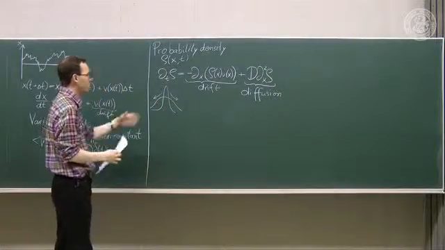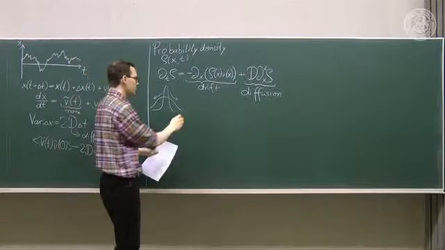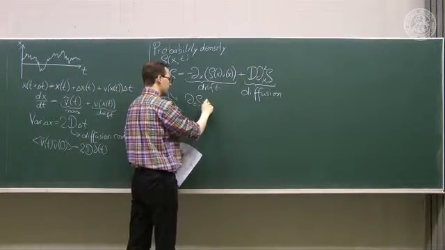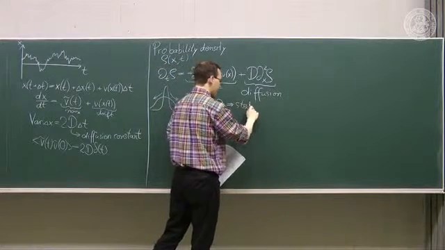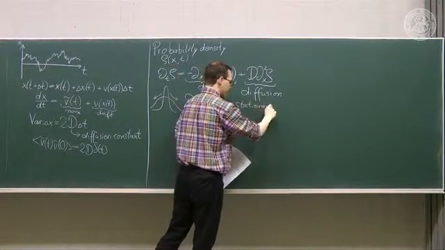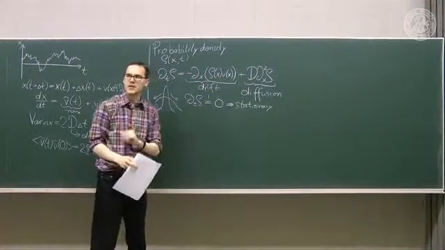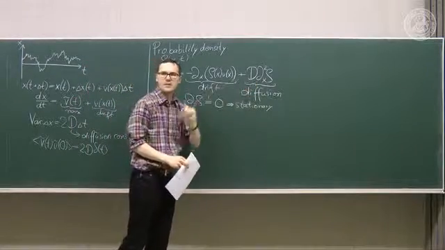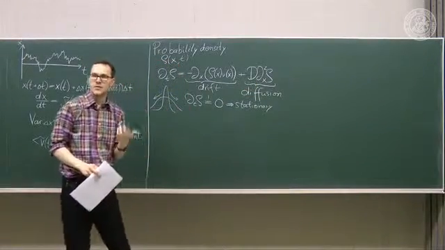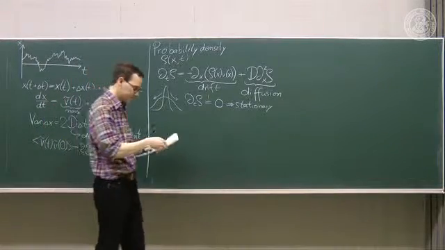Now, I want to figure out the stationary probability density that the system settles into, so I demand that rho does not change anymore. And so I have to solve this equation, the right-hand side being zero. Now, luckily, I find that the right-hand side can be written as a derivative. So derivative being zero means it's just constant, equal to some constant.